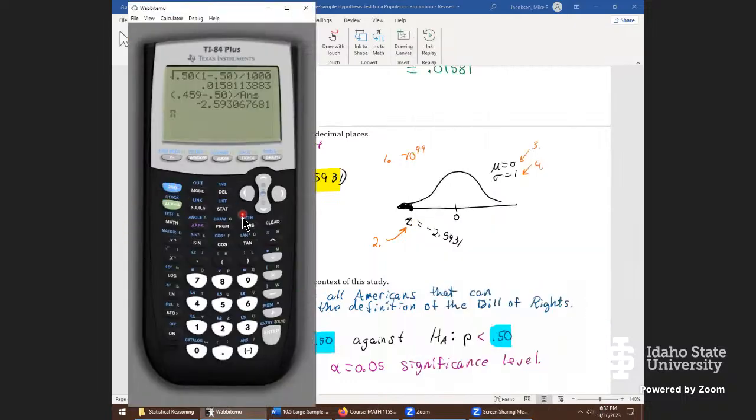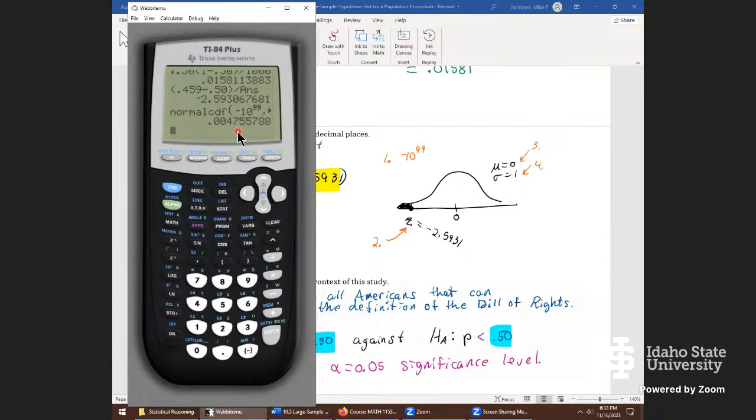So let's hit second bars. Go to normal CDF. Our lower looks correct. I mean, that's their version of 10 power 99. It just looks weird. If you want it to look the same, no harm in rewriting it. You get the same quantity either way. Upper value is negative 2.5931. Then 0 and 1 for our parameter values. And all that gives us a p-value of 0.0048. Barely rounds up on this one. Anyone getting something different, or is this coming out okay so far?